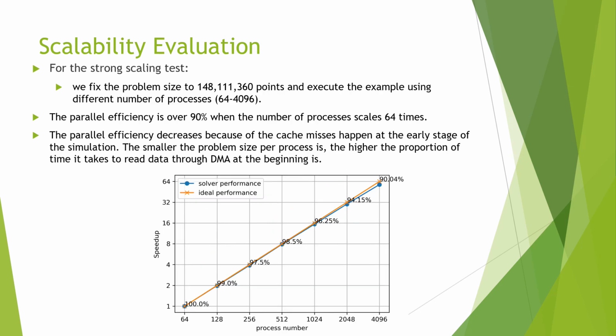For the strong scaling test, we fixed the problem size to 148 million points and executed the example using different numbers of processes from 64 to 4096. The parallel efficiency is over 90% when the number of processes scales 64 times. The parallel efficiency decreases because of the cache misses that happen at the early stage of the simulation. The smaller the problem size per process is, the higher the proportion of time it takes to read the data through DMA at the beginning is.